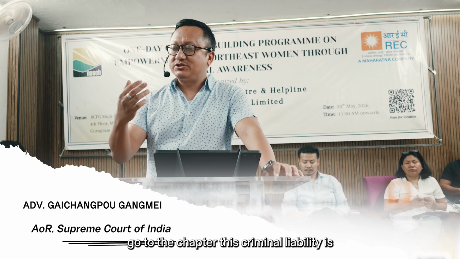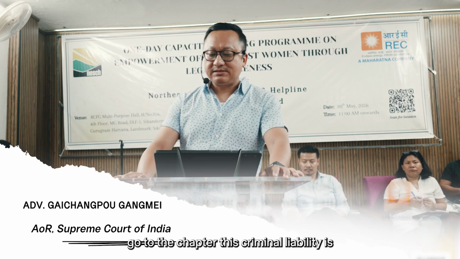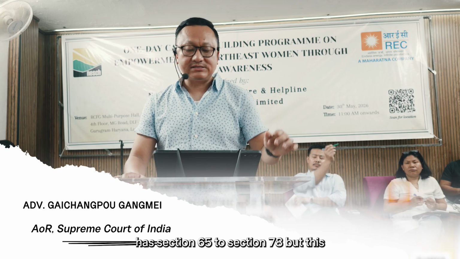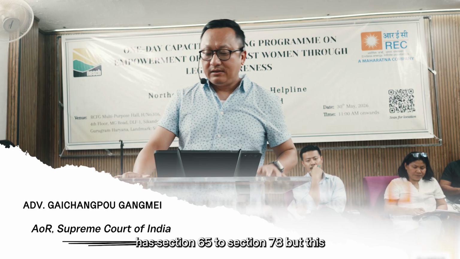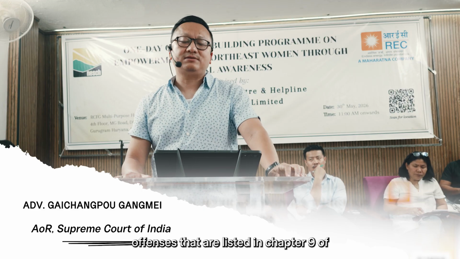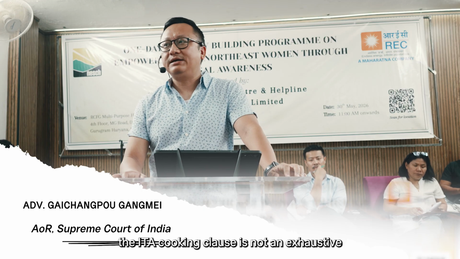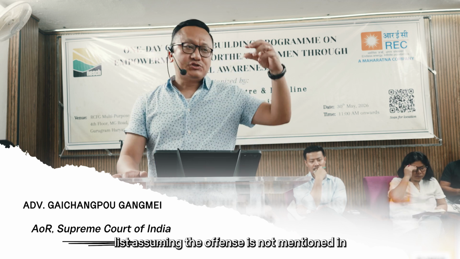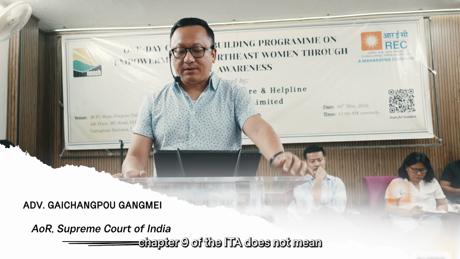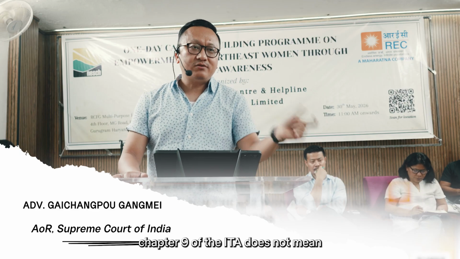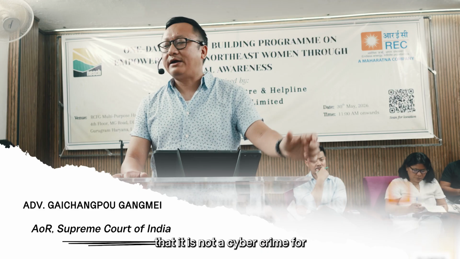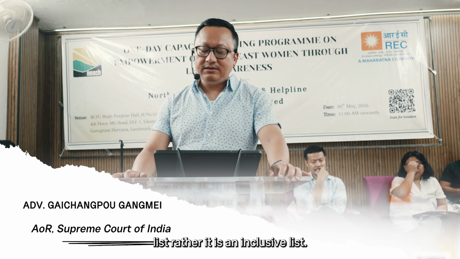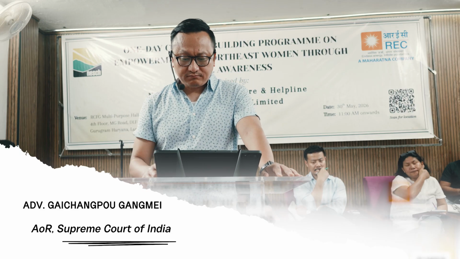So before we go to the chapter, this criminal liability is under chapter 9, which is titled offences. It has section 65 to section 78. But these offences that are listed in chapter 9 of the ITA is not an exhaustive list. Assuming the offence is not mentioned in chapter 9 of the ITA does not mean that it is not a cyber crime, a cyber offence. It is not an exhaustive list, rather it is an inclusive list.